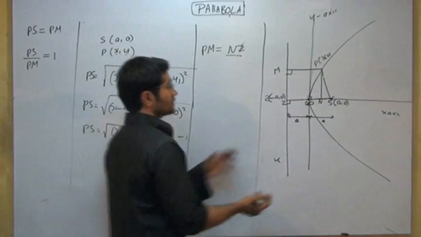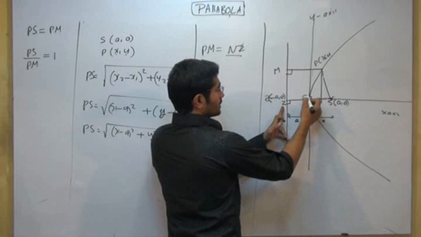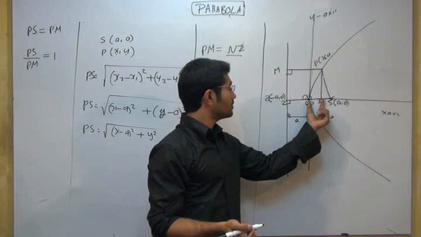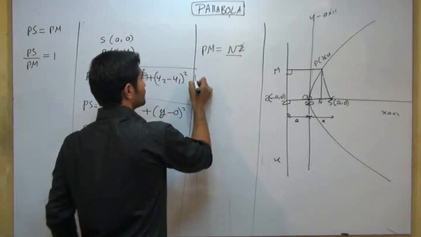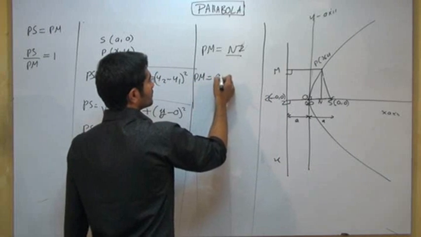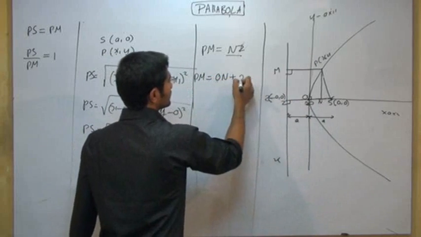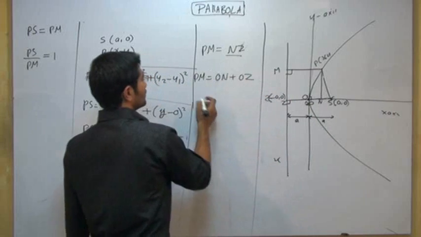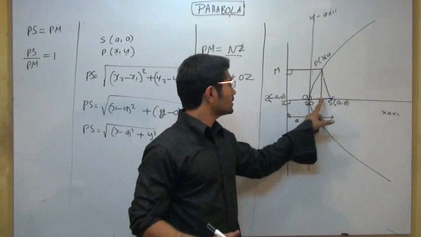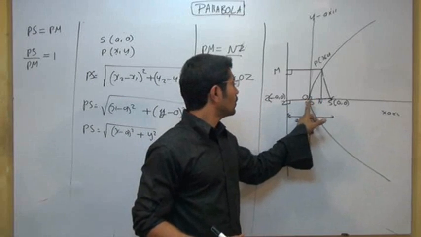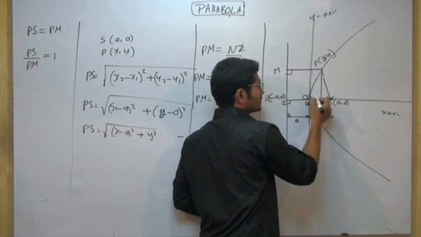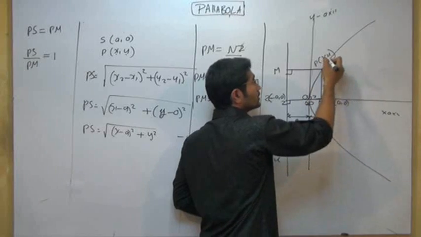Now how can I write NZ? NZ is made up of two parts. Let us say ON plus OZ, isn't it? So it's made up of this part and this part. So PM can be written as ON plus OZ. Correct? Beautiful. So that is PM. Now what is ON here? ON is nothing but this part, right? And I can say that ON comma NP is nothing but x comma y. So this length is nothing but x and this height is nothing but y. That's how the point comes.